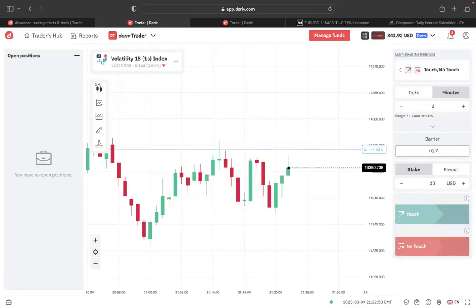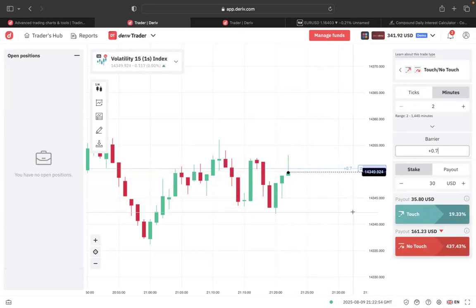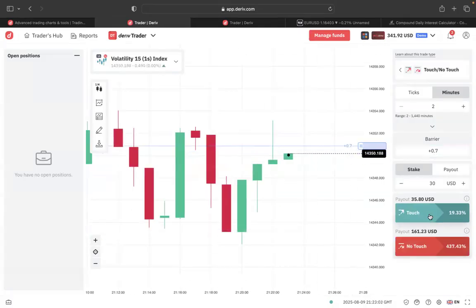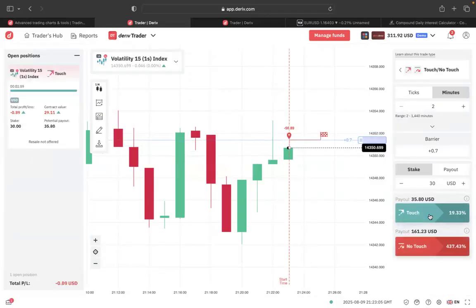Don't forget to change your barrier to 0.7. So the previous candle has to be a green, and the next candle has to give us this push to the upside, right? So we are waiting for that to happen. Let's see. This one has to end as a green. It has ended as a green. We want a push to the upside. We take the trade. It's as simple as that, guys.